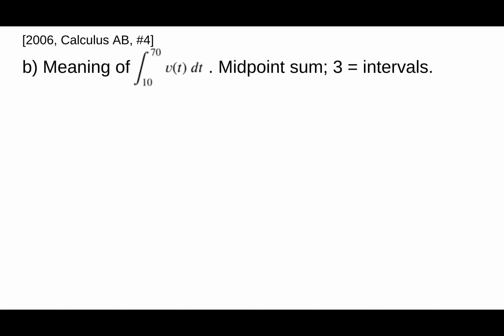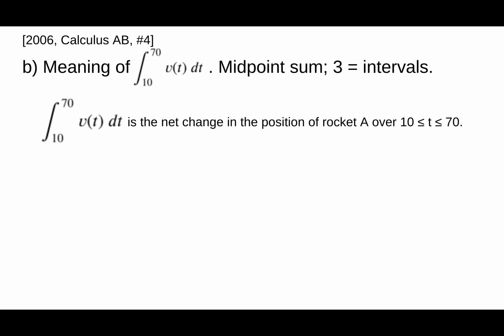In part B of the question, we are asked for the meaning of the definite integral from 10 to 70 of v of t dt, and then asked to find that using a midpoint sum and 3 equal intervals. Because v of t is a velocity function, the integral from 10 to 70 of v of t dt would just be the net change in the position of rocket A over that interval from 10 to 70.